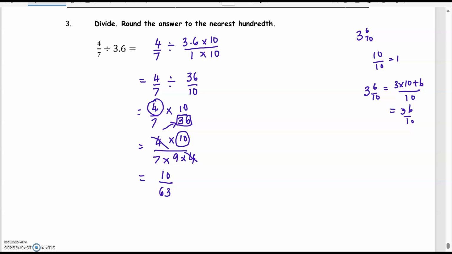And this is a proper fraction. Now, since the question says we need to convert it to the nearest hundredths, I'm going to divide 10 by the denominator 63. Remember, the denominator sits outside. I'm going to put the decimal point and a 0. When you subtract, you get a 10. Bring the 0 down. 63 goes once into 100.